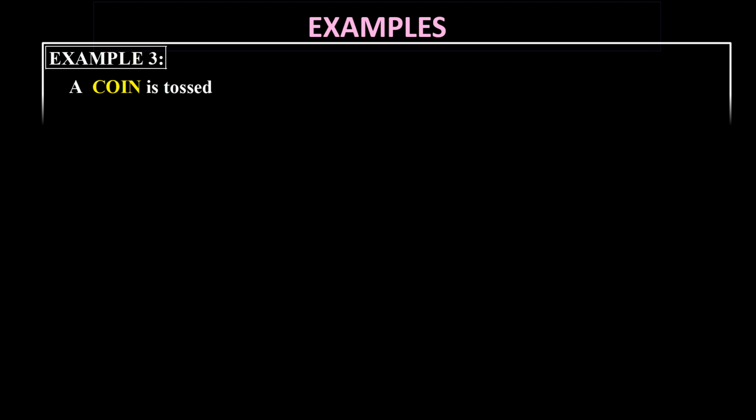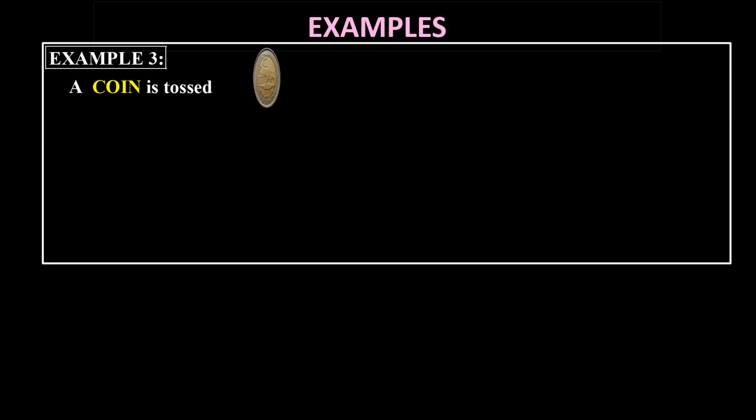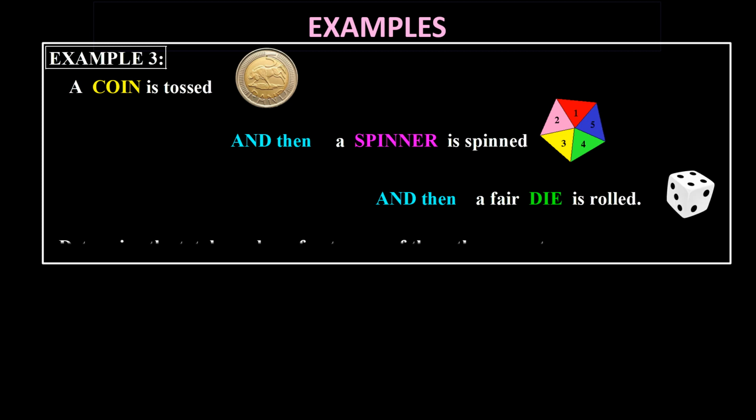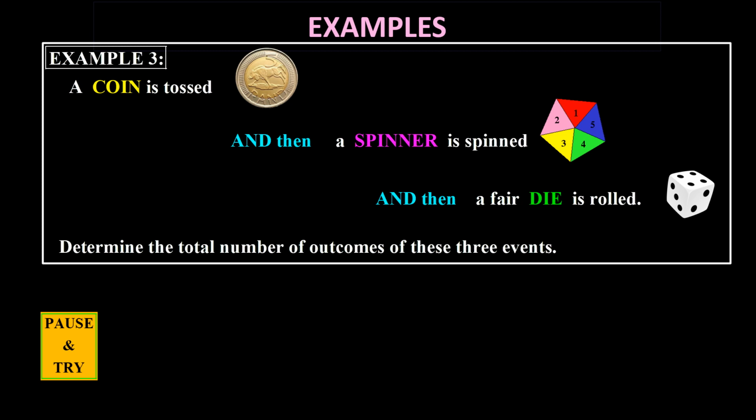Now let's look at some examples where we can apply the fundamental counting principle. But here, you're going to be given a chance to do it on your own. So let's see what we have here. A coin is tossed, and a spinner is spun, and a die is rolled, right? And here we have to determine the total number of outcomes of the 3 events. Now, I suggest you pause the video, do the solution, and I think 1 minute should be more than enough. And then you come back again, and you start the video again. So let's pause there.